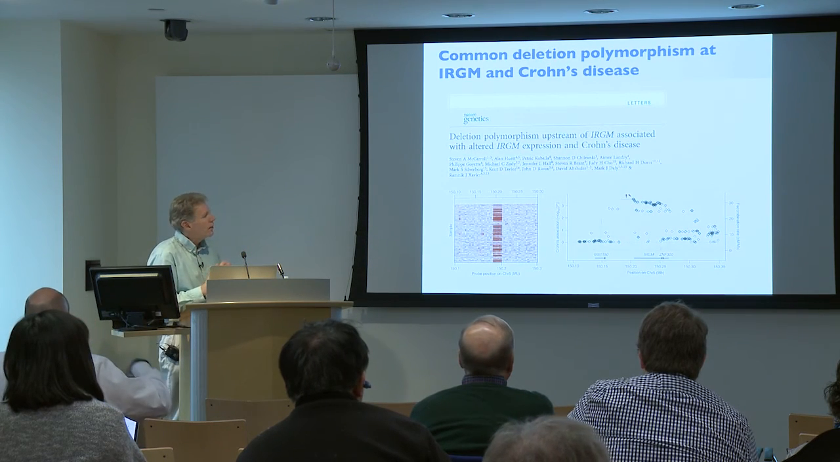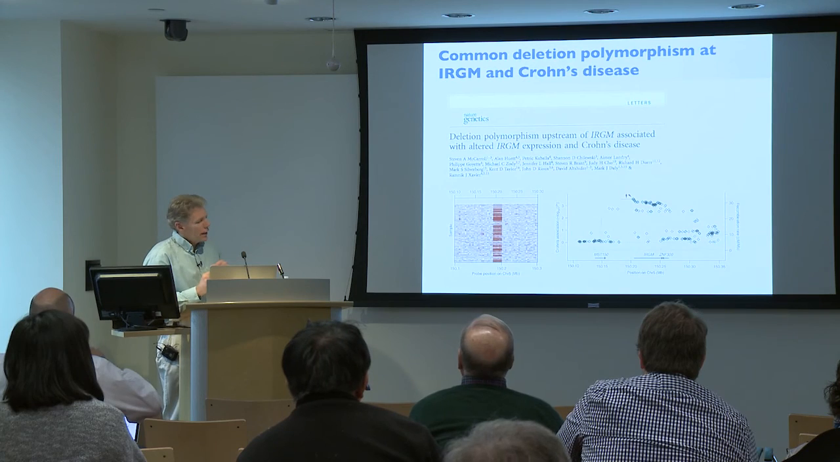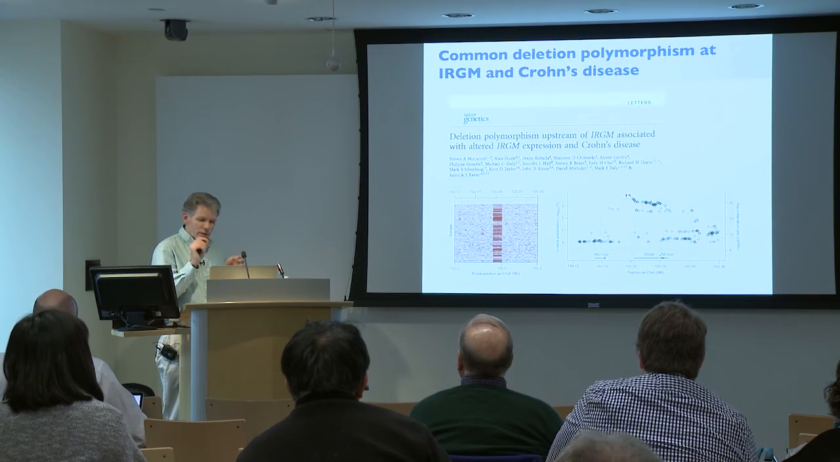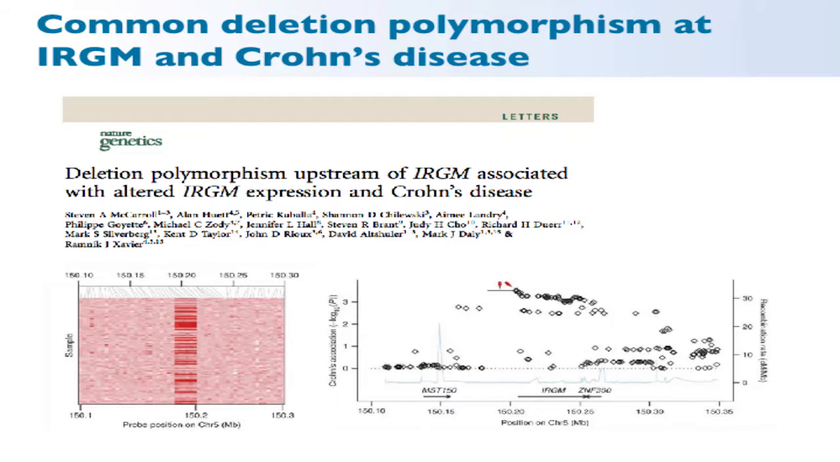of IRGM1. I think in subsequent years, there's also been some suggestion that there's another SNP that creates a microRNA binding site in IRGM1, and that may also be associated with the regulation. But this was one of the first clear examples where there seemed to be a definite association between one of these large CNVs, that was actually found from array data, and a common disease.